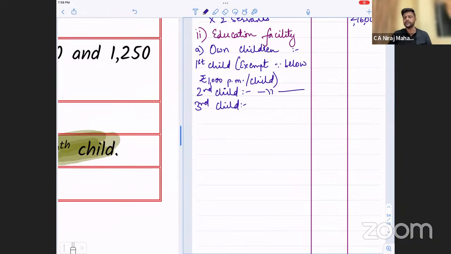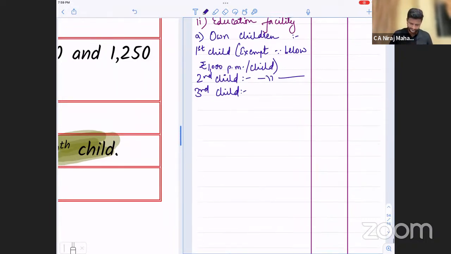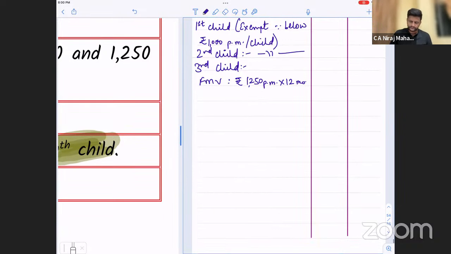Now this is not taxable. Now this is not exempt. So write down. So fair market value is rupees 1250 per month into 12 months. What's the 1250 into 12 months? How much does it come to? 15,000.